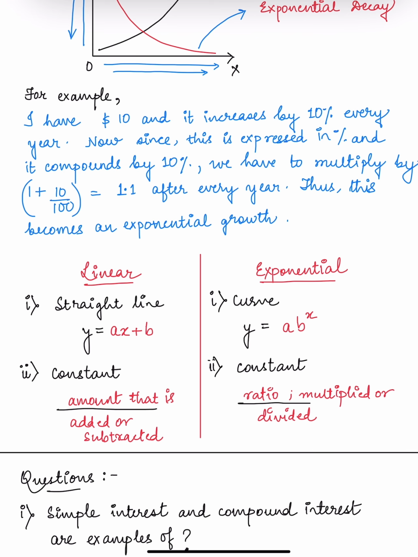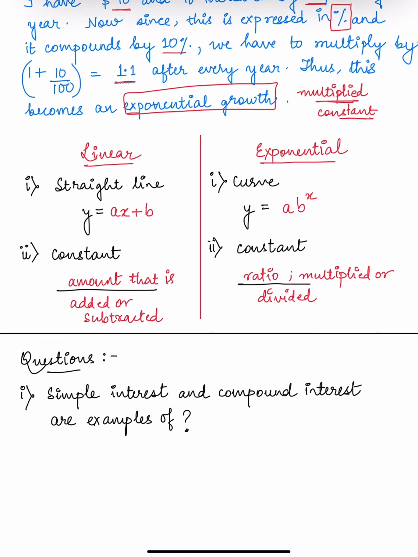Now we have an example: I have $10 and it is increasing by 10% every year. We know that this is expressed as a percentage and it is compounding by 10%. So basically we have to multiply 1.1 to the amount of the previous year, right? So this is getting multiplied by a constant. That makes it an example of exponential growth.